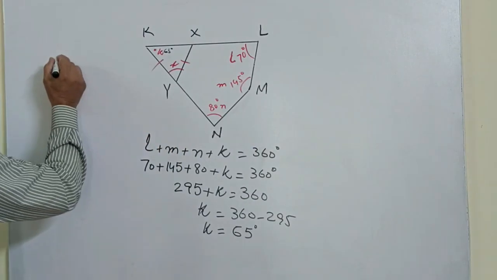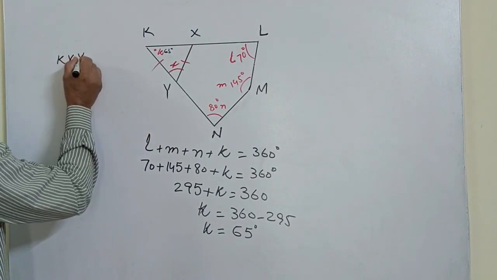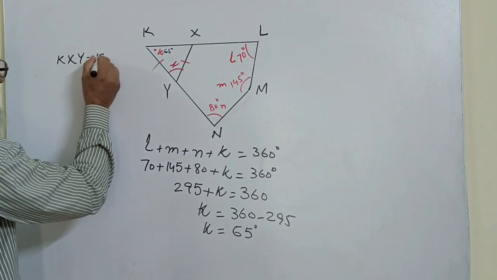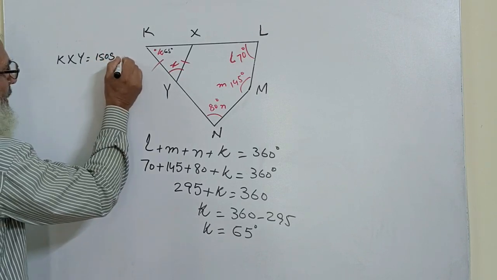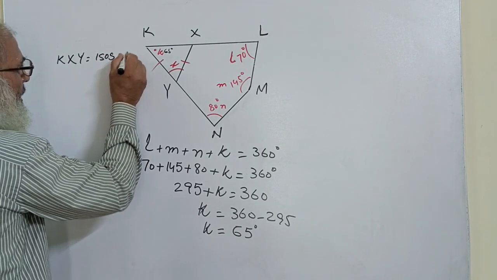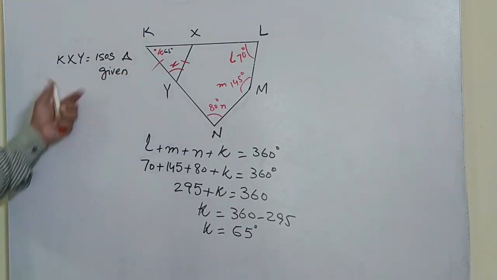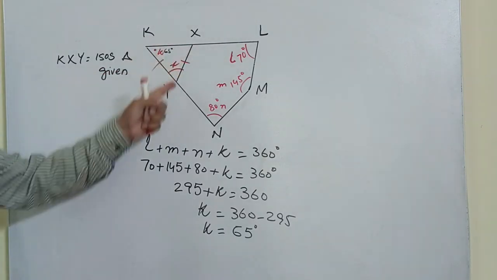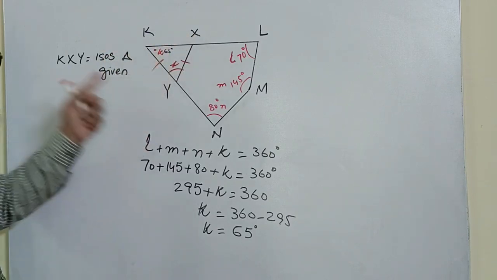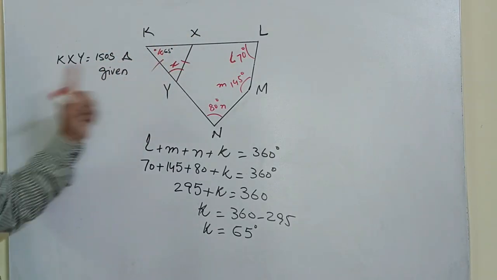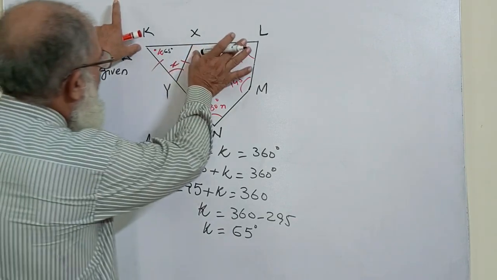KXY. Now KXY is an isosceles triangle, which is given. You can write the reason that this is given. KXY is an isosceles triangle and it is given. The base angle must be equal.